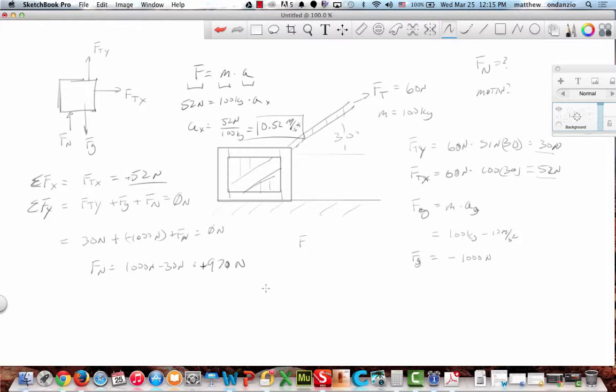If we pulled at this constant force for 1 second, what's the box's final velocity? If we're pulling this box with this FT at 60 newtons at 30 degrees, what is its horizontal velocity after 1 second? 0.52 meters per second, because it's accelerating from 0 to 0.52 meters per second in 1 second. After 2 seconds, what's its velocity? 1.04 meters per second.